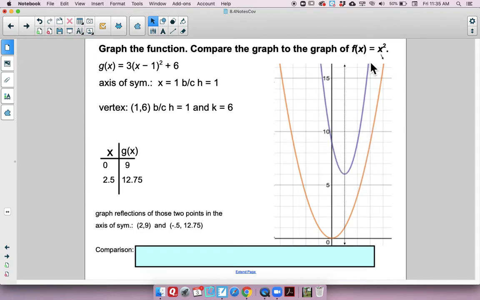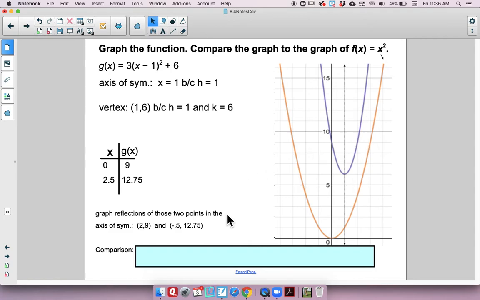Okay? Again, in terms of reflecting points, let's look at 0, 9. 0, 9 is right here, right? Again, we'd want to keep the same y coordinate, but just go to the other side of our axis of symmetry by however much this one is to the left. So if it's 1 unit to the left, I want to go 1 unit to the right. I'd put a point right there.